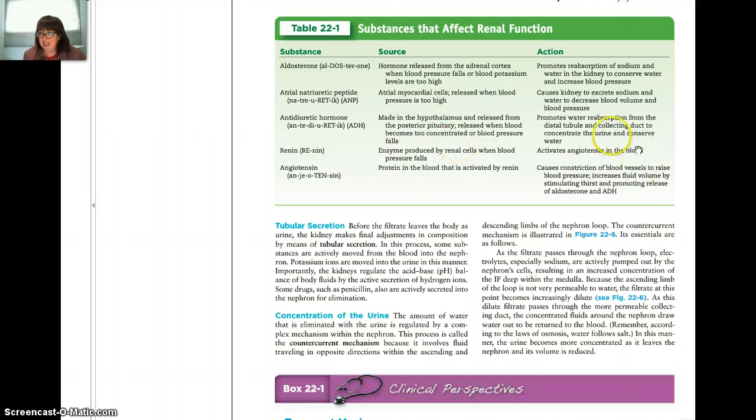So when you look at that, ADH will promote water reabsorption in the distal tubule and the collecting duct. That will concentrate urine and conserve water. Then you have renin. Renin is produced by the renal cells, and when pressure falls, that comes from the juxtaglomerular apparatus. It will increase angiotensin. Angiotensinogen is there, which will become angiotensin, and it will result in increasing blood volume. So increasing blood volume is aldosterone and ADH. Anytime you want blood volume to be built up, you will move more volume from the kidneys into the blood by increasing the permeability of the loop of Henle or the nephron loop.